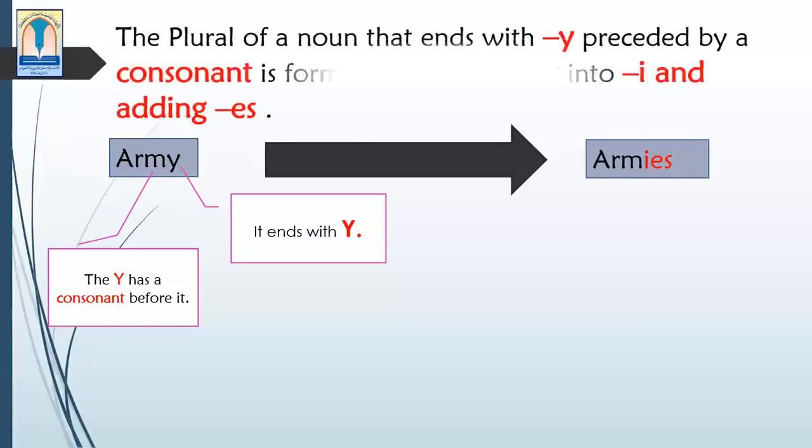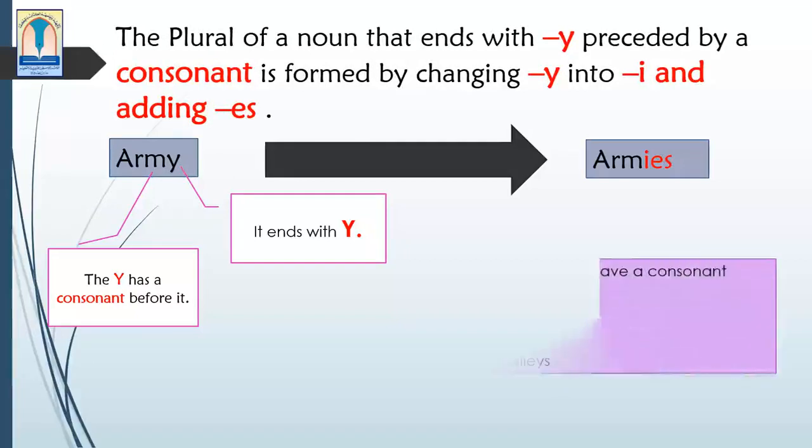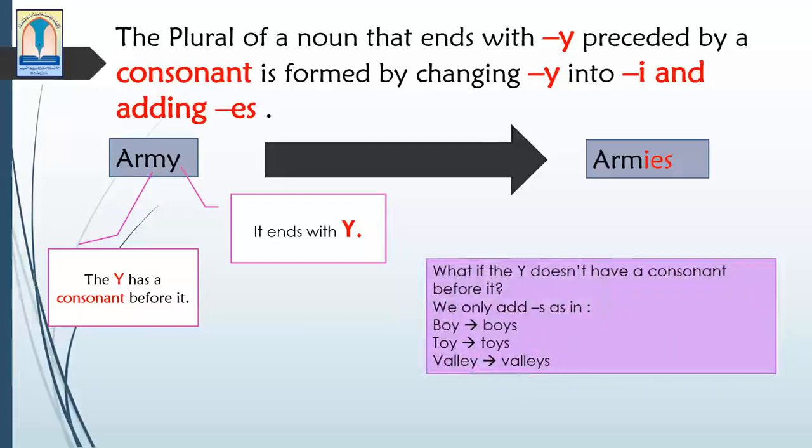The plural of a noun that ends with Y preceded by a consonant is formed by changing Y into I and adding ES. Then what if the word doesn't have a consonant before it? Do we drop the Y? Of course we don't. Look at boy, boys, toy, toys, valley, valleys. We don't drop the Y if it is preceded by a vowel letter. We just add an S.